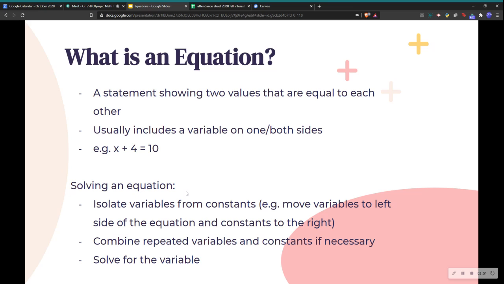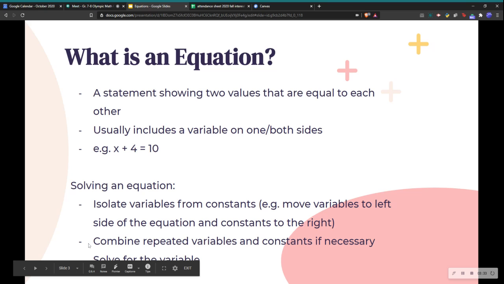When you're trying to solve the equation, here are the steps. First, you isolate variables from the constants. You can move variables to the left side of the equation, and then you move the constants all the way to the right side. You want to separate constants from variables. That's the very first step. Your second step, which you could also make your first step if you want, is that you could combine any repeat variables, or you could combine any constants together. If you have 1x plus 2x, you can combine them together to make 3x. Same thing for constants. If you have 1 plus 1, you can combine them to get 2.